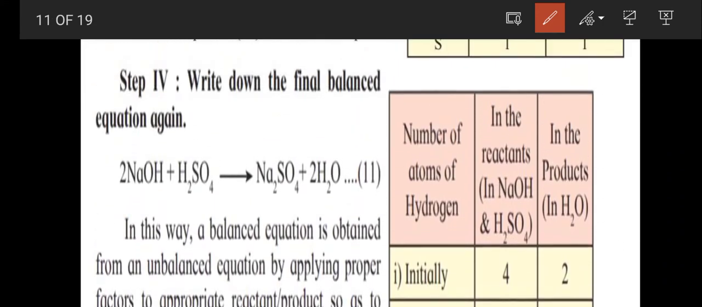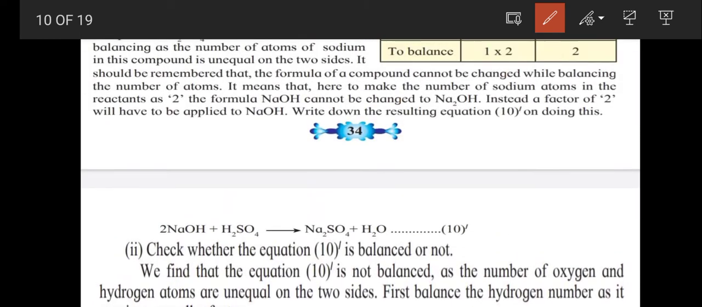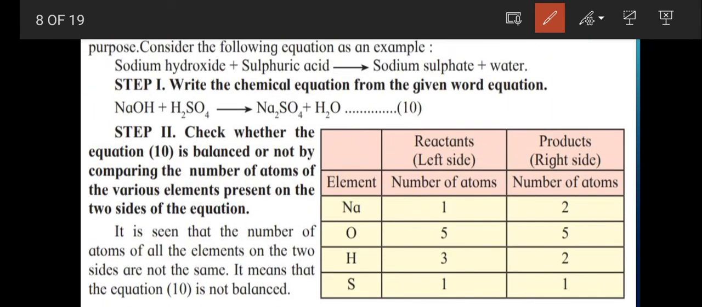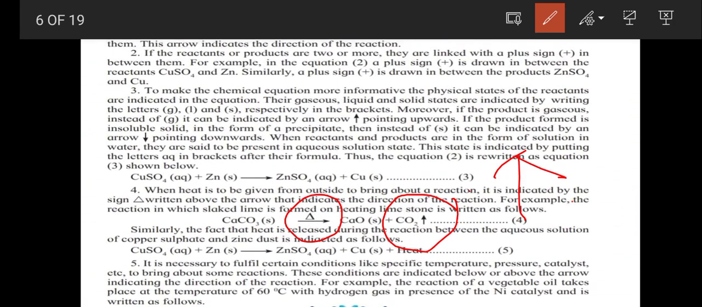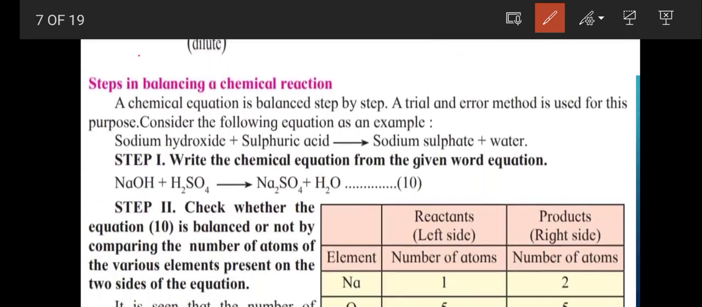Then we discuss the combination reaction. Then we discuss the steps for balancing the chemical equation. So today we discuss how to balance the equations and the types of reactions.